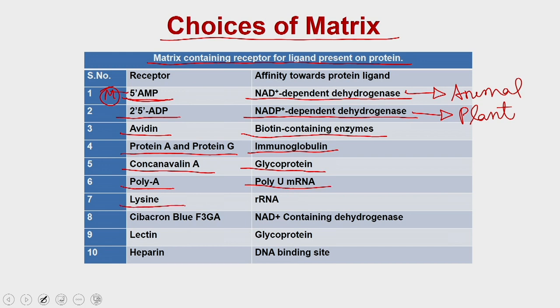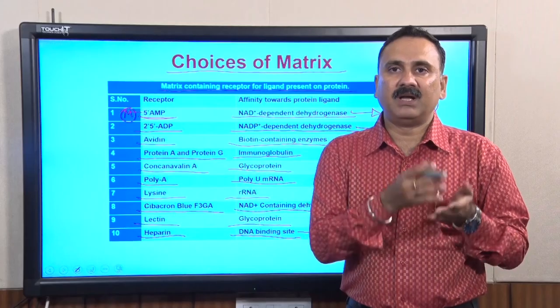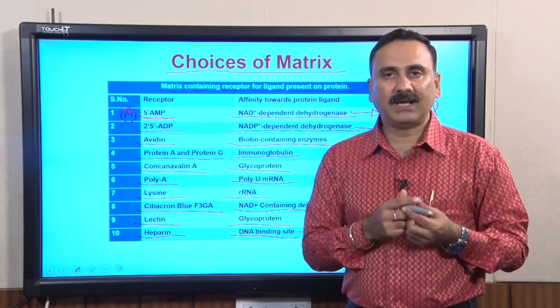Then we have lysine, which has affinity for ribosomal RNA. Then we have Cibacron Blue F3GA, which has an affinity for NAD plus containing dehydrogenases. Then we have the lectins, and lectins have affinity for glycoproteins. And then we have heparin, and heparin has an affinity for DNA binding proteins such as SSB and all other proteins which bind directly to the DNA and are important for performing replication, transcription and all that.